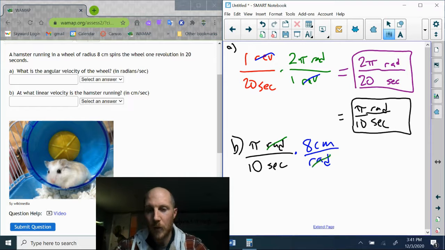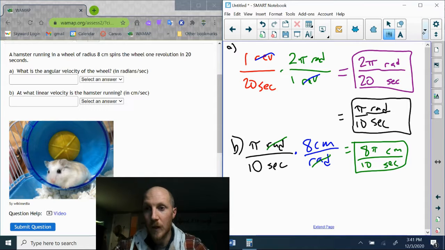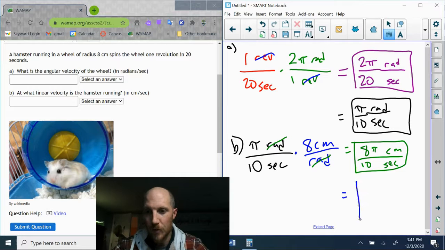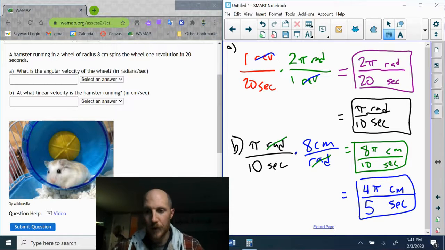Radians and radians cancel. What I'm left with are centimeters and seconds. That's what I'm after according to the directions. So let's multiply straight across the top. I got 8 pi centimeters, and on the bottom I got 10 seconds. We can reduce that. Both the numerator and denominator are divisible by 2. So we could call this 4 pi over 5 centimeters per second.